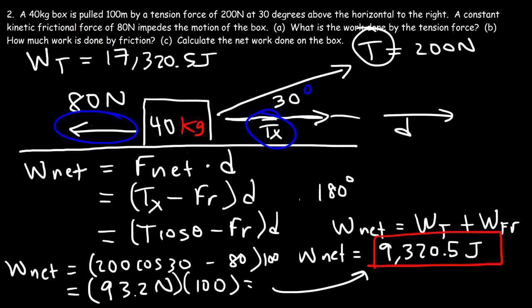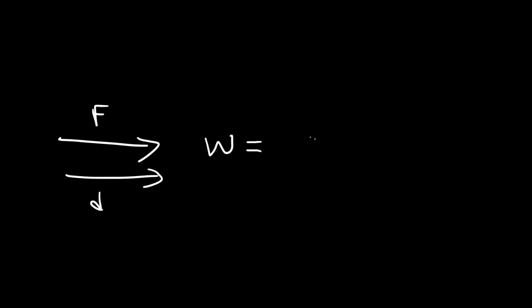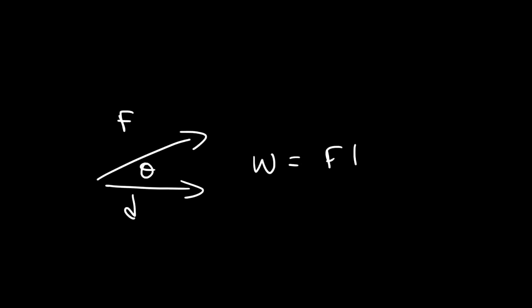So that's another way in which you can calculate the net work done on an object. Just multiply the net force by the displacement, if the net force and the displacement are parallel. If they're not, then you need to take into account the angle that's between them. So anytime you have a force and displacement that are parallel, you could say the work is simply F times d. But if they're not parallel, let's say if they're at an angle, then the work is now Fd cosine theta, where d is the displacement.